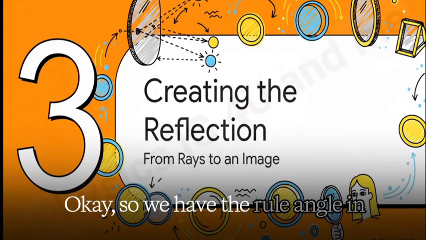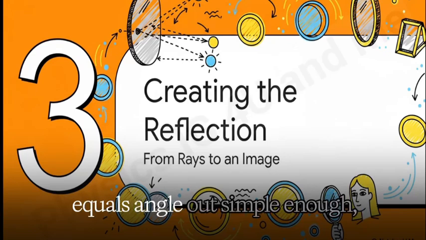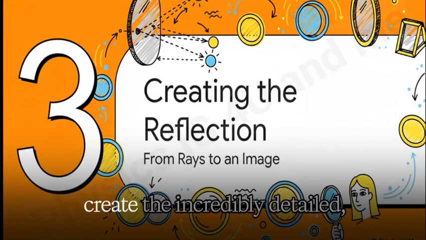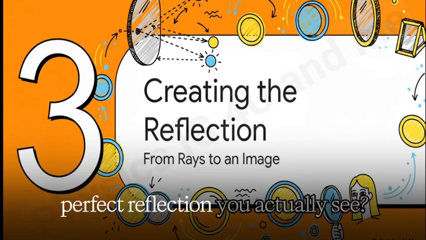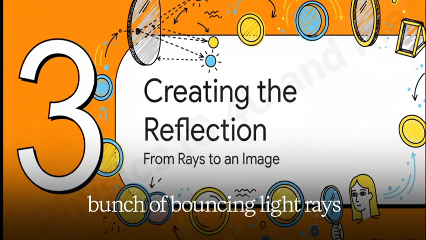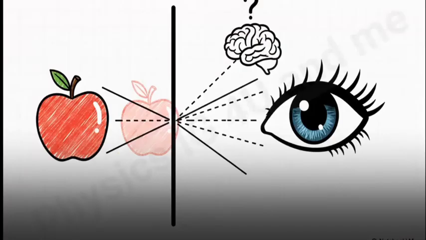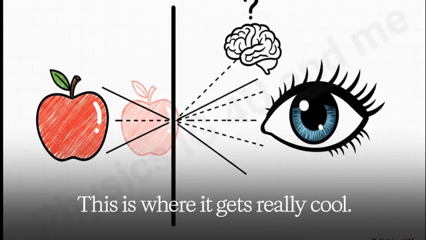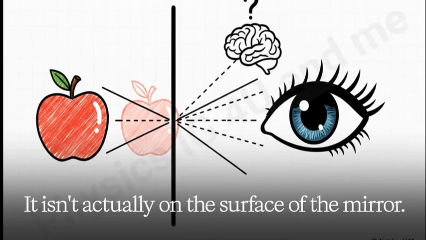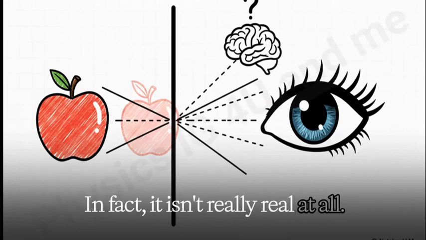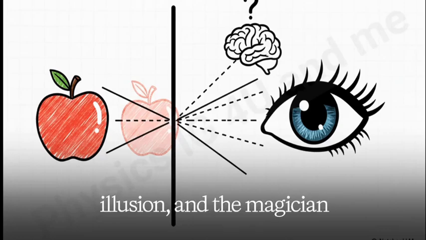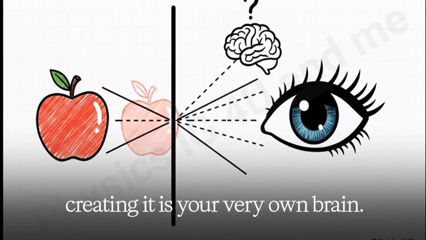Okay, so we have the rule. Angle in equals angle out. Simple enough. But how does that simple rule create the incredibly detailed, perfect reflection you actually see? How do we get from just a bunch of bouncing light rays to a complete picture of you? Well, this is where it gets really cool. See, the image of you, it isn't actually on the surface of the mirror. In fact, it isn't really real at all. Your reflection is a fantastic illusion, and the magician creating it is your very own brain.